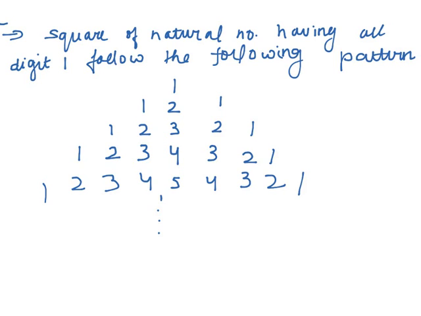So the next property says, if we have a natural number in which all the digits are 1, then it will have the following pattern. Means 1 square is 1, then it is 11 square, then it is 111 square, then 1111 square and 11111 square.